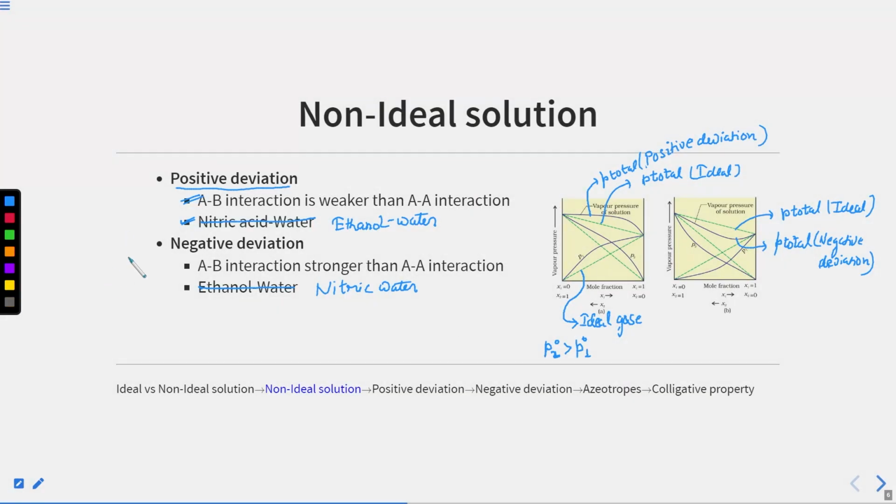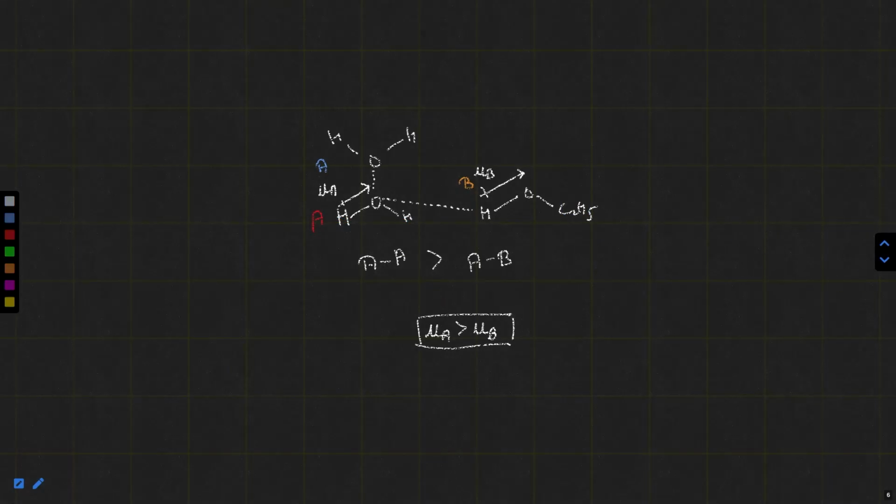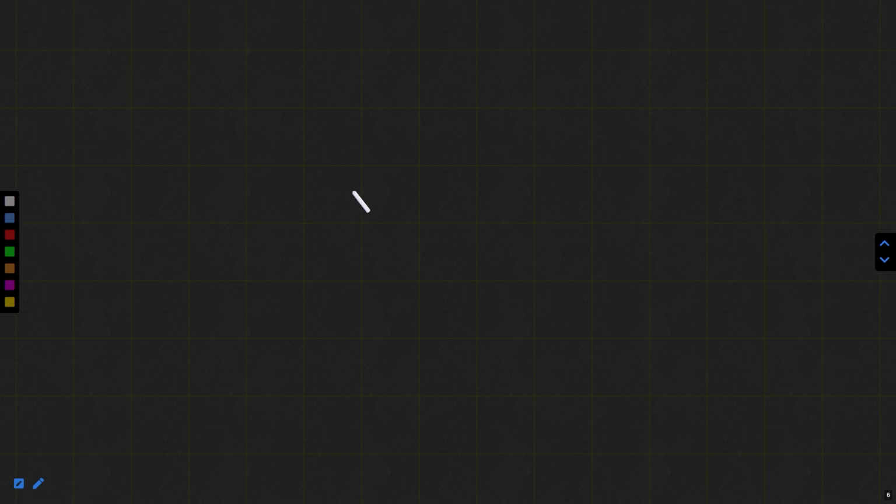The second one is negative deviation. What is negative deviation? I have told you: the pressure that was expected, we do not get that pressure. Instead, we get a lower pressure, meaning the P total has decreased. And in this case, the AB interaction is stronger than the A interaction. What it is saying is that the solute particles are more interacted than the individual solvent particles. So we have taken the example of nitric acid and water.